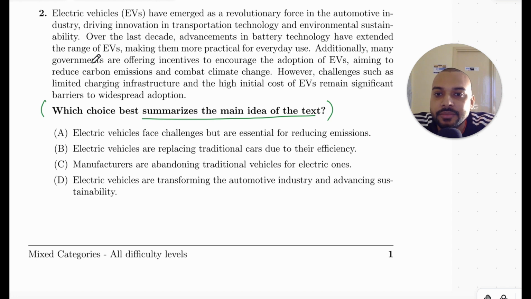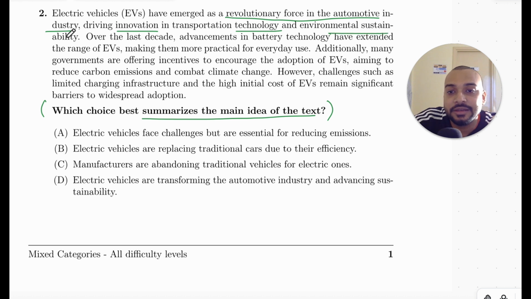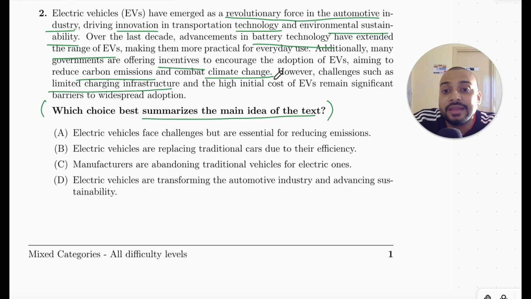Electric vehicles, EVs, have emerged as a revolutionary force in the automotive industry, driving innovation in transportation technology and environmental sustainability. Okay, I'm underlining the words that look like keywords to me or that are more important. Over the last decade, advancements in battery technology have extended the range of EVs, making them more practical for everyday use. Additionally, many governments are offering incentives to encourage the adoption of EVs, aiming to reduce carbon emissions and combat climate change. However, challenges such as limited charging infrastructure and high initial cost of EVs remain significant barriers to widespread adoption.